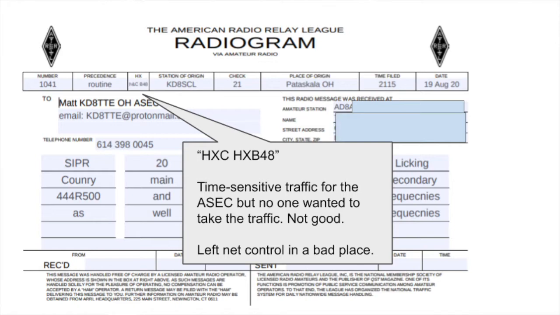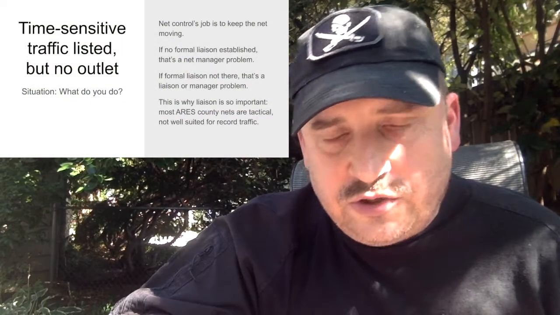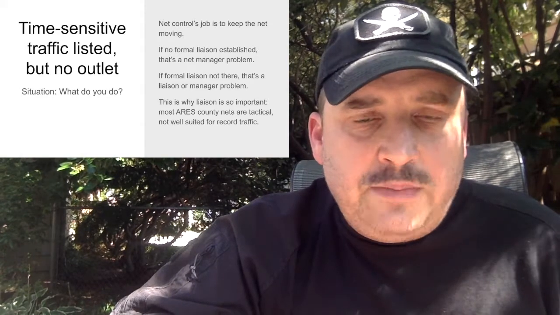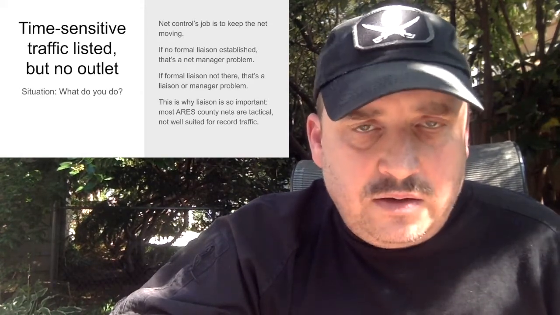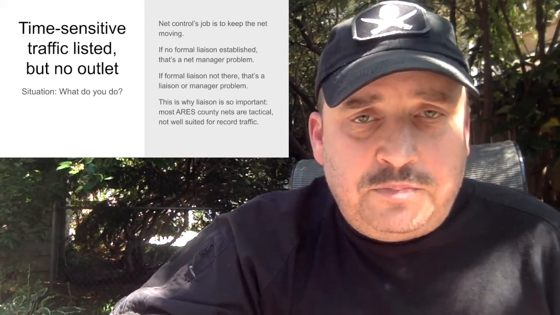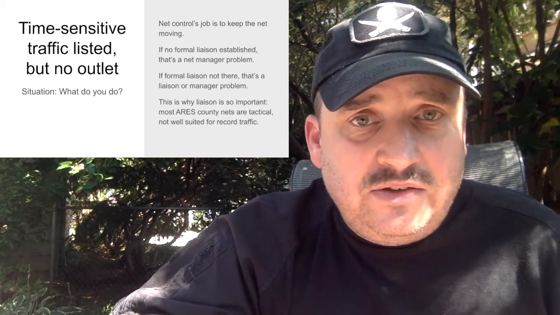We do have time-sensitive traffic. Handling instructions Bravo 48 means that you've got 48 hours to get this thing to its destination for delivery. This message was brought to a net and nobody volunteered to take the traffic. So the question is, what do you do? Well, net control's job is to keep the net moving. You're not supposed to take care of any job that is undone.